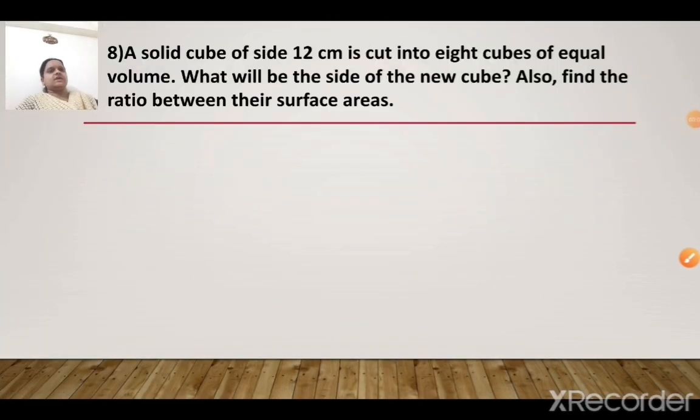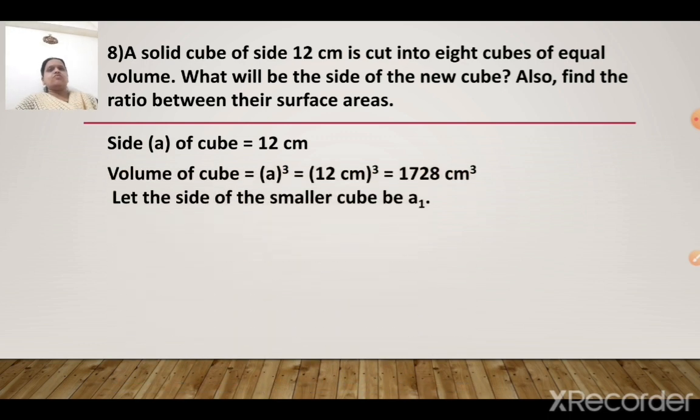A solid cube of side 12 cm is cut into 8 cubes of equal volume. What will be the side of a new cube? Also find the ratio between their surface areas. So let us consider first of all the side of the bigger cube as 12 cm, and we will find the volume of this cube. The volume of a cube is a cube. Therefore 12 cube equals 1728 centimeter cube.